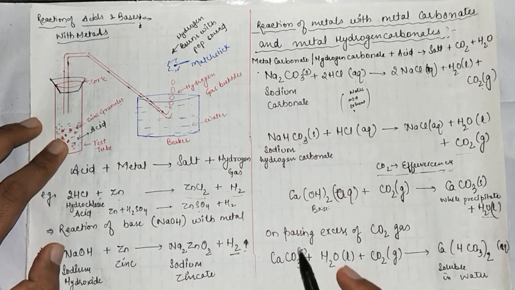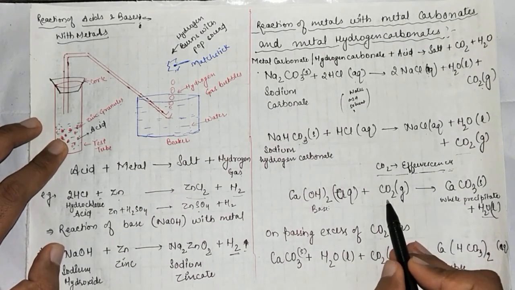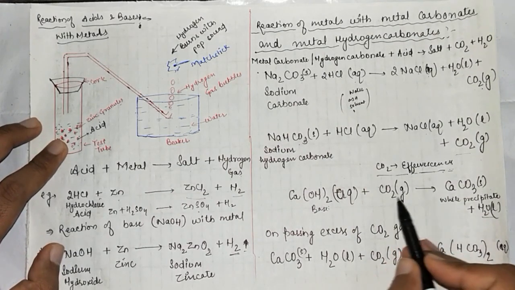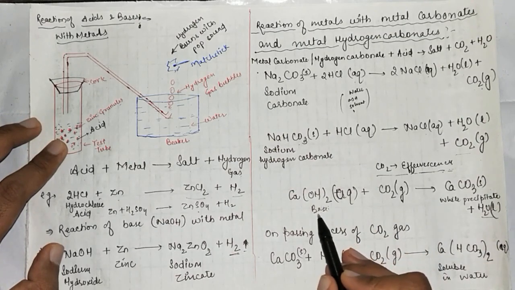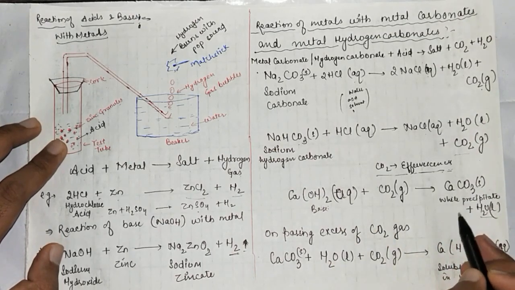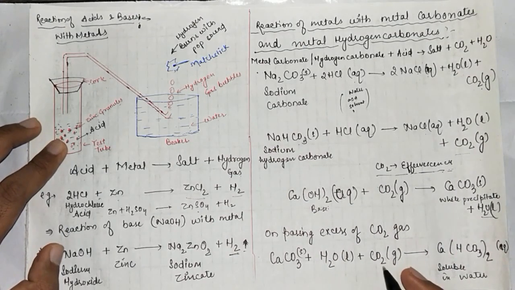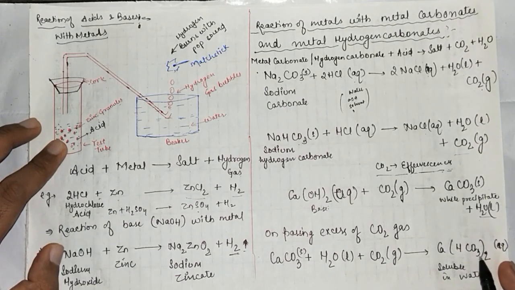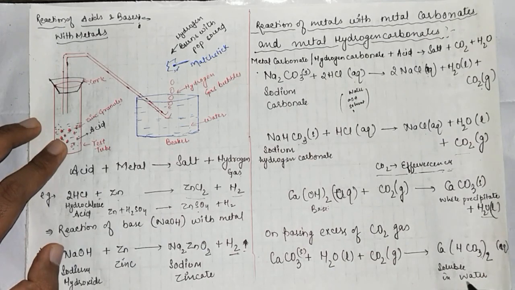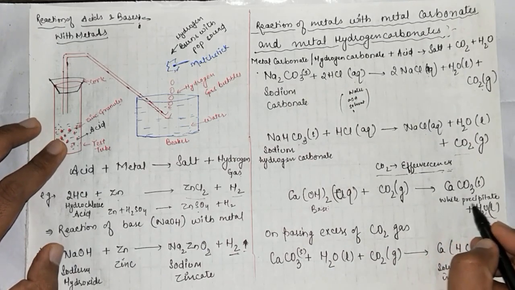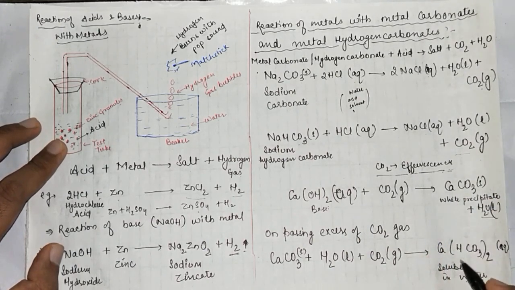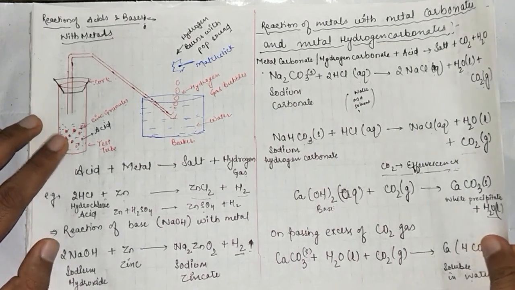Second thing, if you pass excess CO2, first of all, when CO2 is passed through this base, it forms CaCO3, and if further CO2 is passed through it, what will happen? The further CO2 will turn it into calcium bicarbonate or calcium hydrogen carbonate. Okay, and this is soluble in water. The precipitate is not soluble in water, and it again becomes soluble in water.